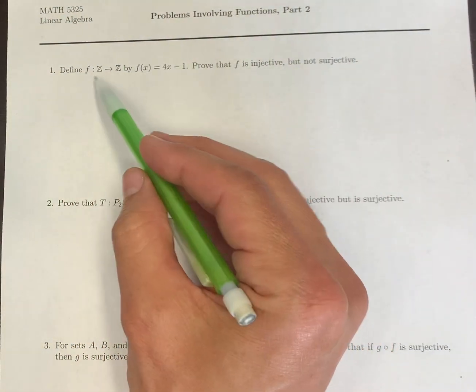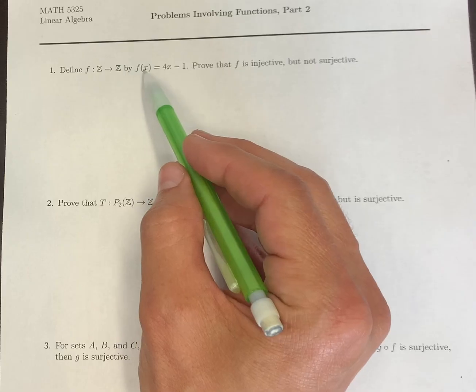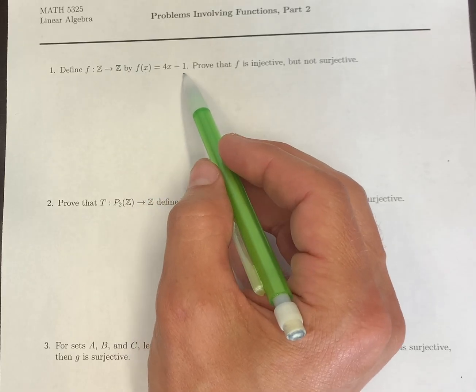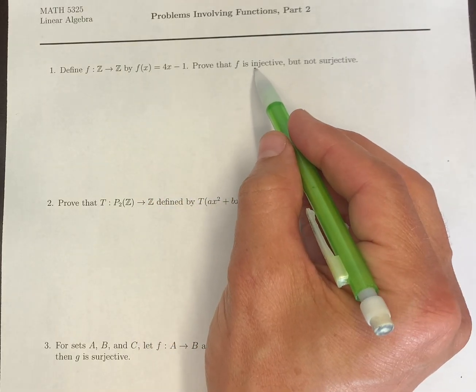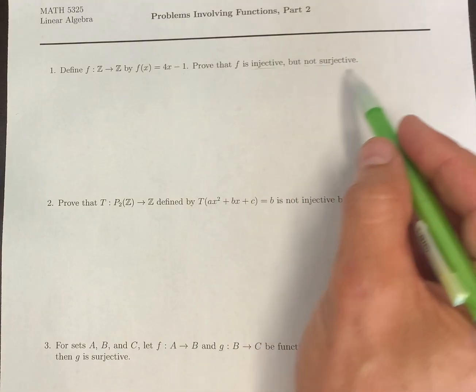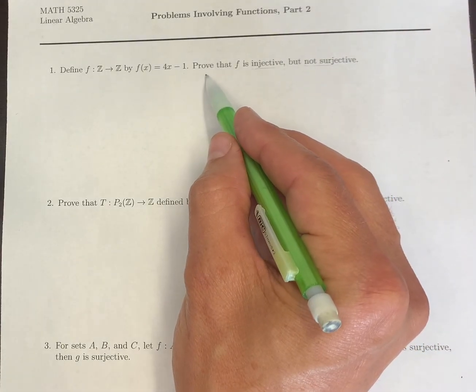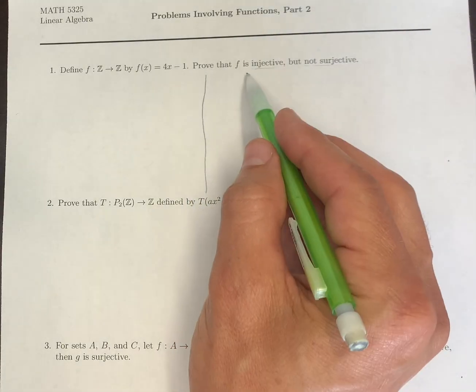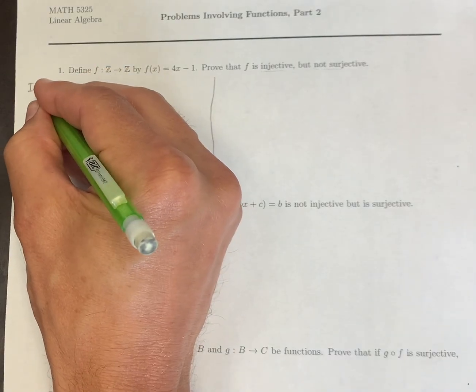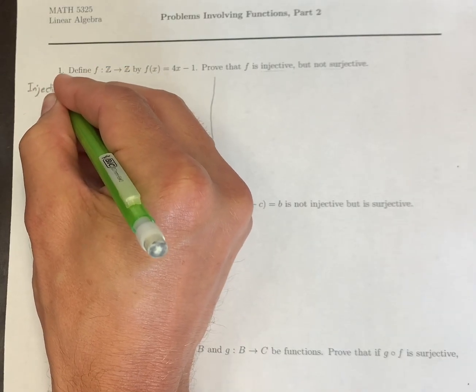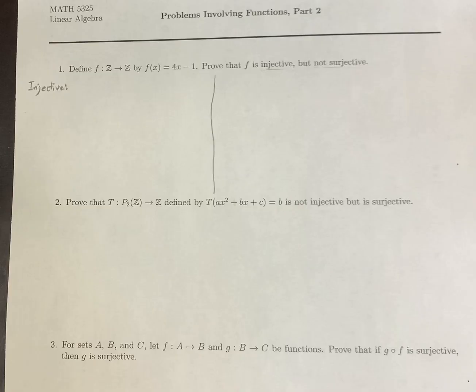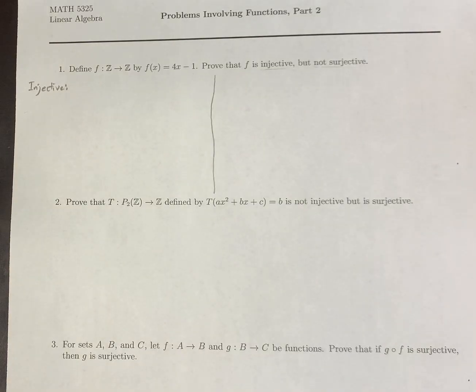So we've got a function from the integers to the integers defined by f of x equals 4x minus 1. We want to prove that it is injective but not surjective, okay? So to remember, to prove that something is injective, we are going to have to prove that it's injective for everything. To show that it's not surjective, we just have to show one exception, right?